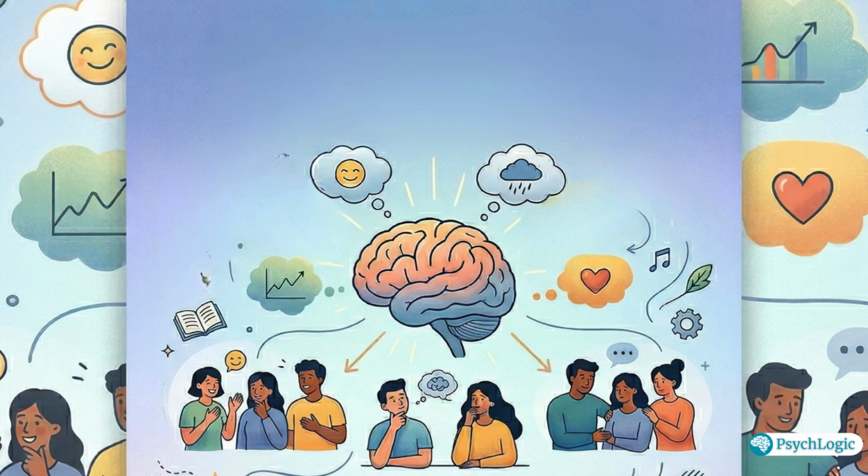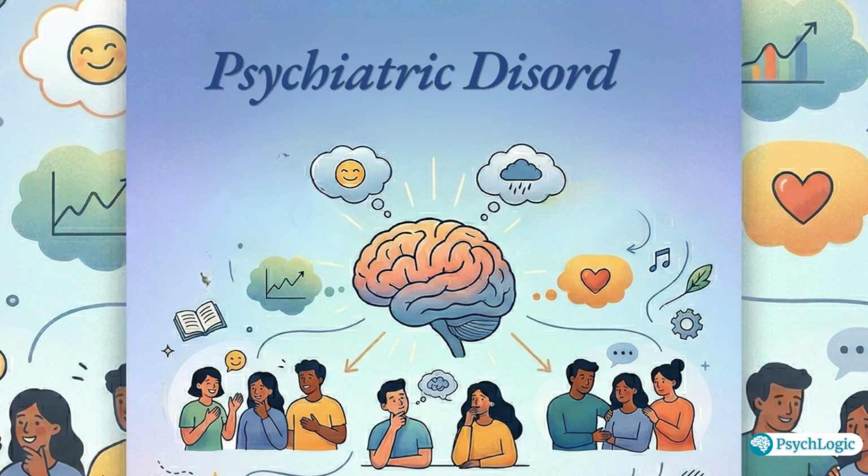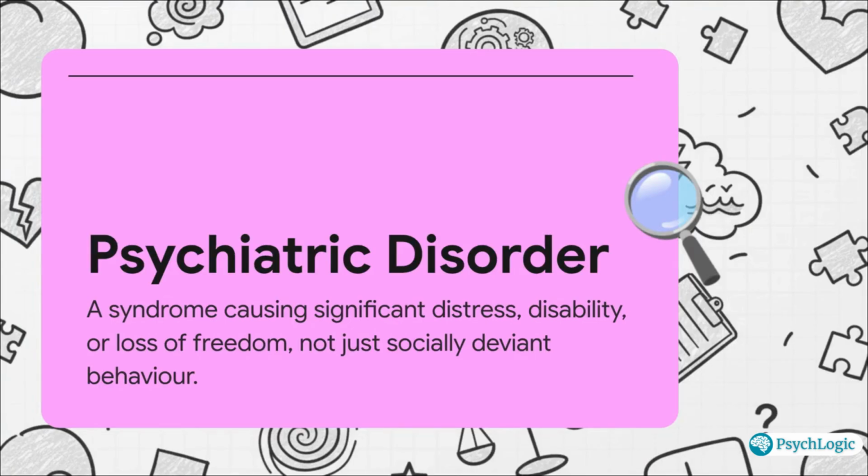All right, so with that complex idea of normal in our back pocket, how does the field actually go about drawing that clinical line and giving us a formal definition of a psychiatric disorder? So, this is it. This is the formal definition, and you can tell every single word was chosen very carefully. Notice those key phrases: significant distress or disability. We're not talking about just feeling a little bit off. This is about a level of impairment that genuinely messes with your life.